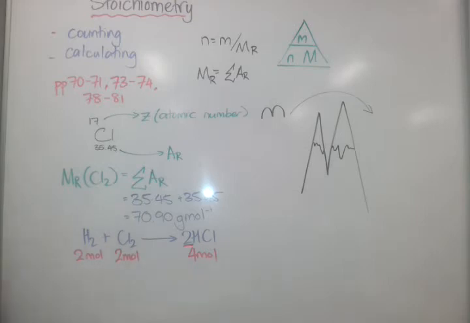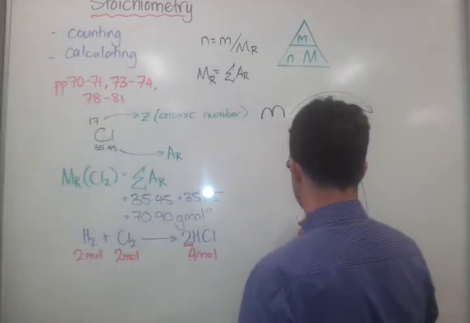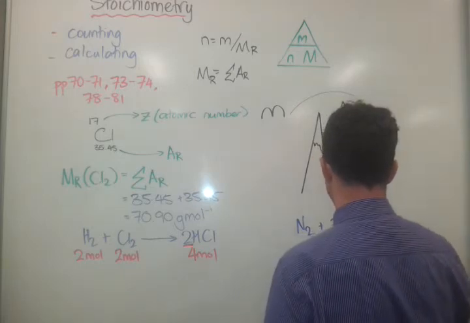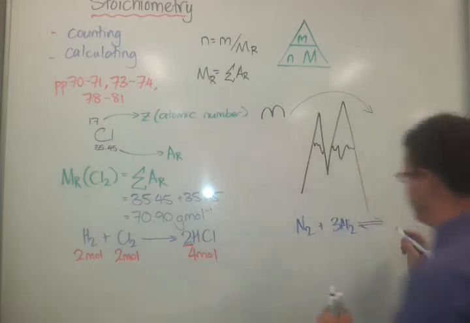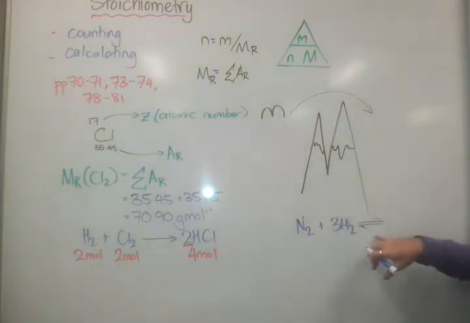You see that with more complicated equations, such as this one, which is called the Haber process. It's got a funny arrow that goes backwards and forwards. That's an H, sorry. This just means it's an equilibrium. It means the forward reaction happens and so does the backwards one.